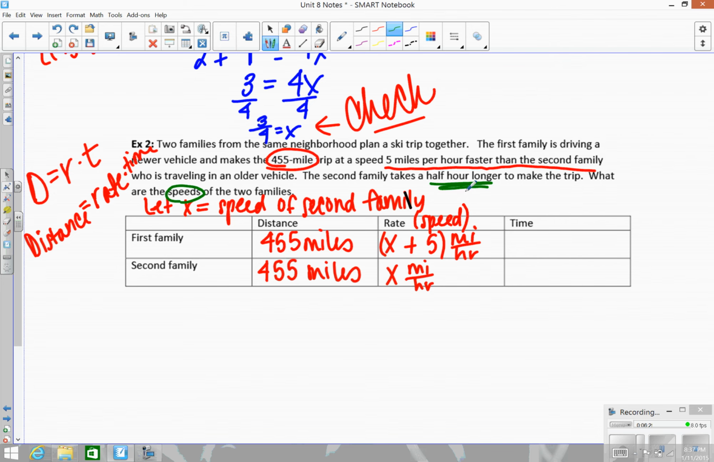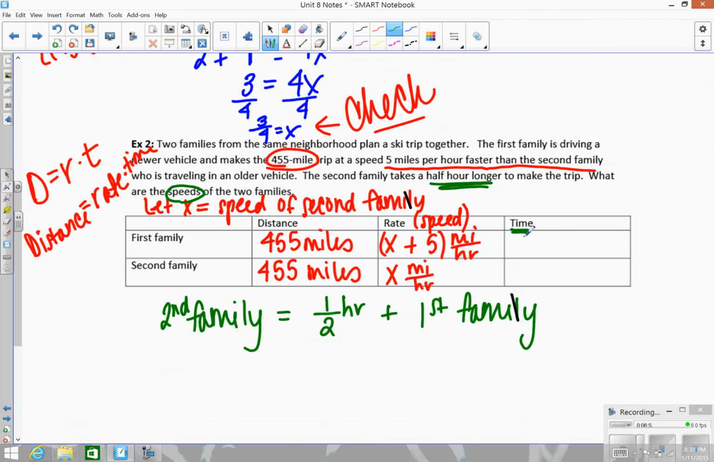There's a couple ways that we can look at time. We know that the second family, so I'm just going to write this down here, the second family is going to take 1/2 an hour plus the first family's time to make the trip.